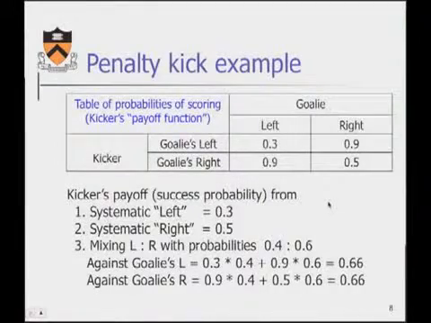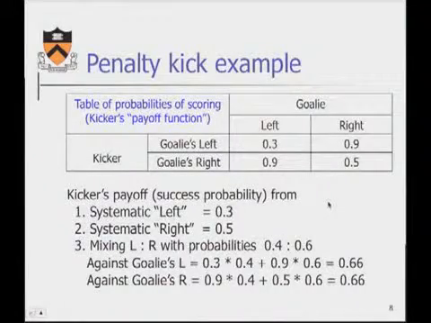They are 30% of 40% and 60% of 90%. That's 12% plus 54%, 66%. What are they against the goalie going to the right? They're 40% of 90%, that's 36, plus 60% of 50%, 30, 66 again. They're both higher than either of the systematic ones.